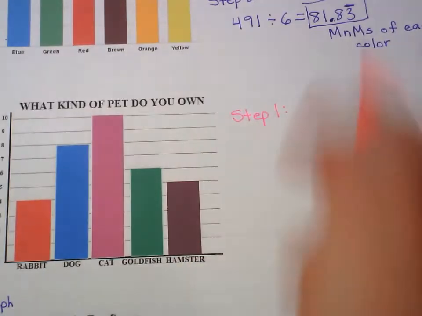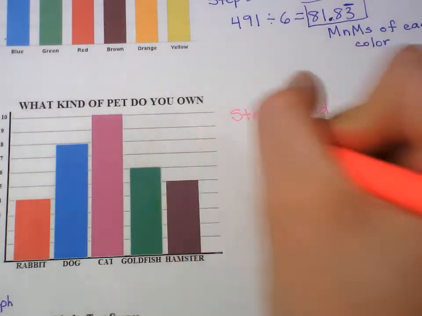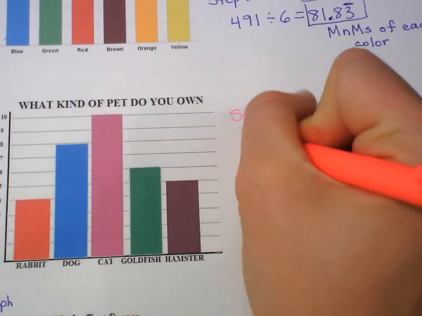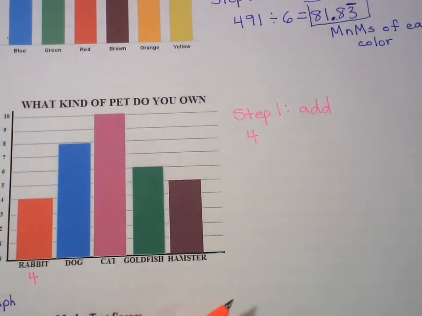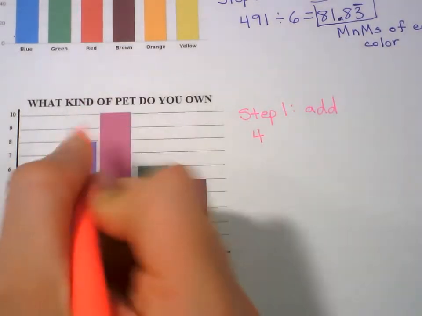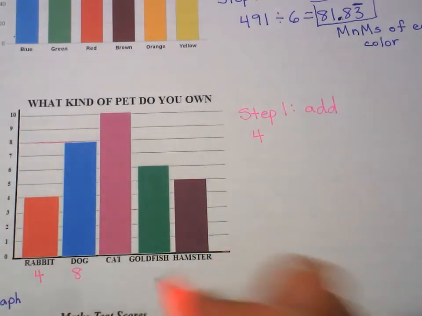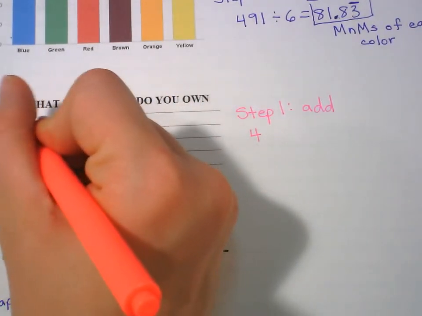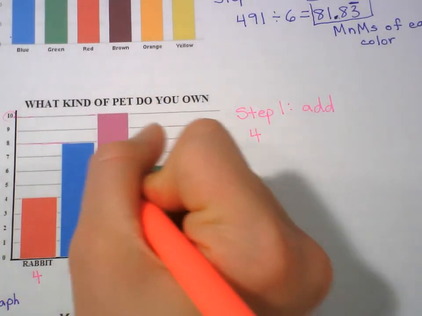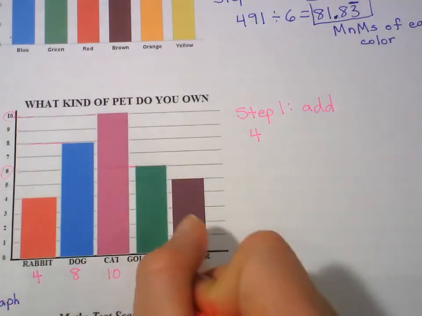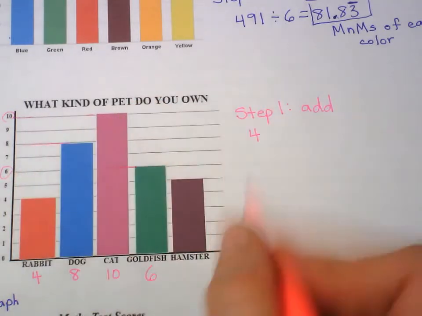So step 1, add. We total. So we had 4 for the bunny, and you can always write it underneath if that's easier first. We had 4 for the bunny. Oops, let me move this over. For the dog, we had 8. For the cat, we had 10. For the goldfish, we had 6. For the hamster, we had 5.